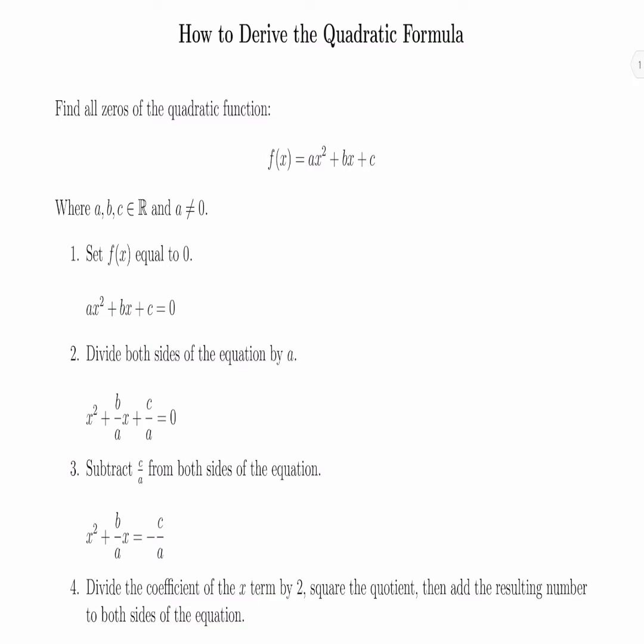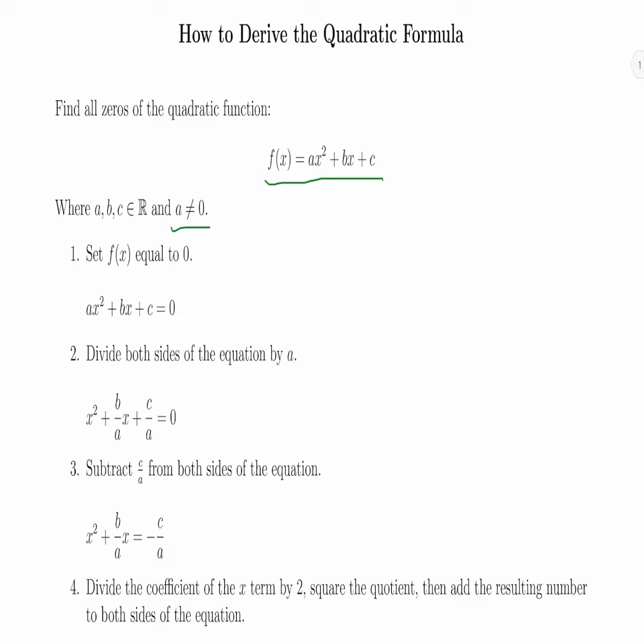Derive the quadratic formula. So we're going to find all zeros of this quadratic function, f of x is equal to ax squared plus bx plus c. And we're leaving our a, b, and c generalized. So basically, we're going to be finding the zeros of any quadratic function. The only stipulation here is that a is non-zero, because if a were 0, we wouldn't have a quadratic function. So we're solving generally.